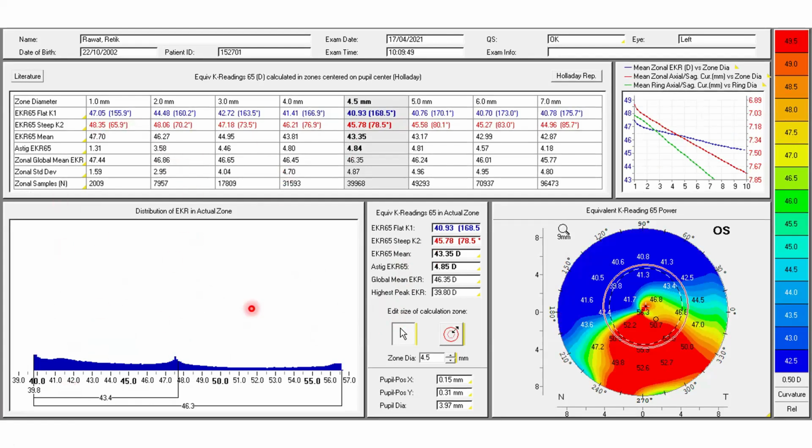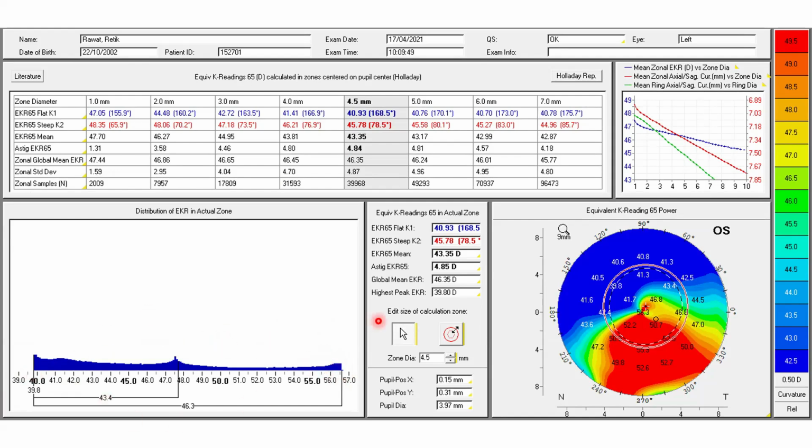In this example, we can see a patient of keratoconus. I want you to just see the histogram here. The histogram shows huge variation of the values from somewhere around 40 diopters to around 57 diopters.